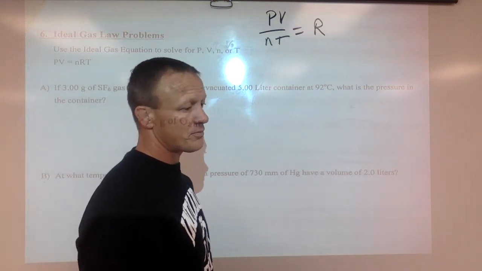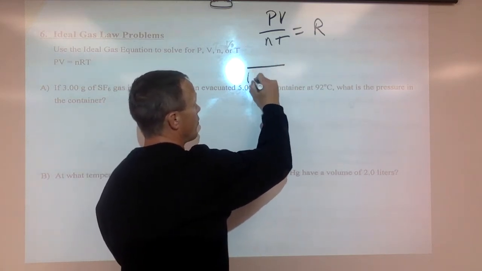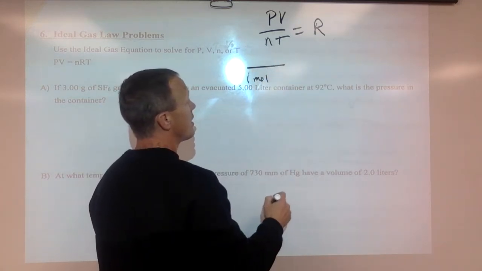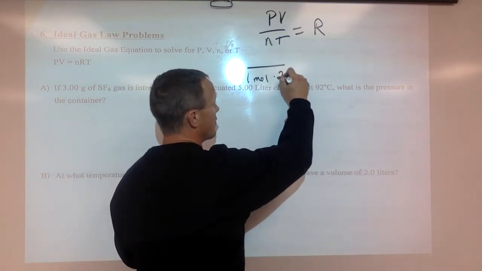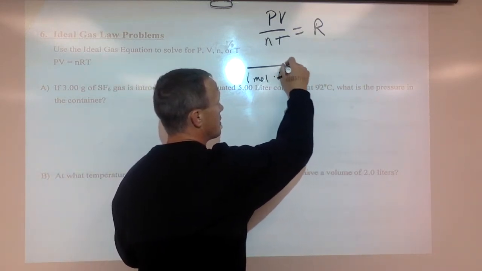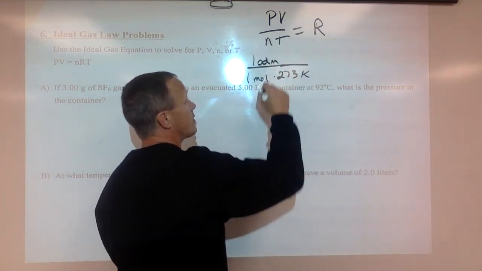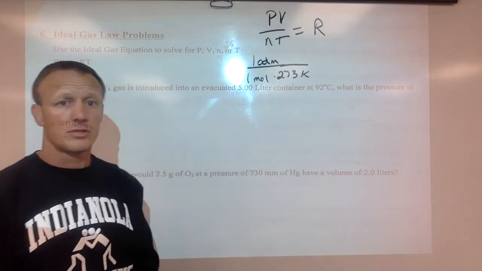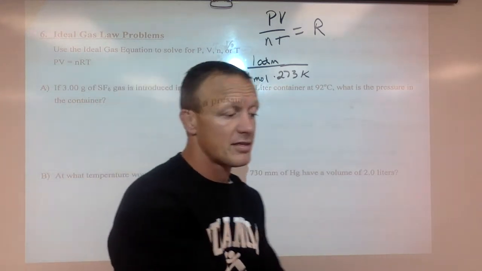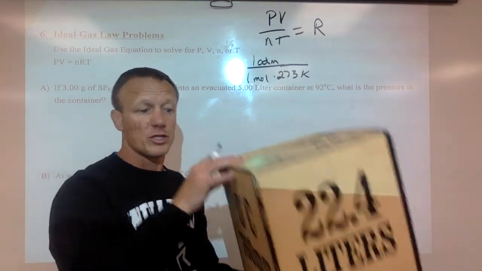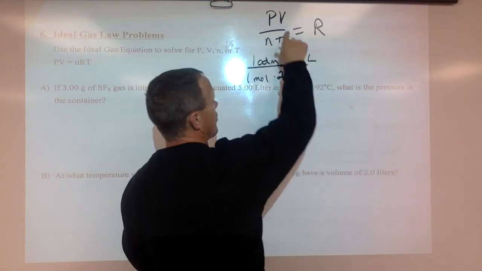So let's think about this. If we have 1 mole of gas, so I'll put 1 mole in there, at STP, so at 273 degrees Kelvin, and a pressure of 1 atmosphere. So you've got 1 mole of gas at 1 atmosphere, 273 Kelvin. It takes up 22.4 liters of space. So plug in 22.4 for volume.